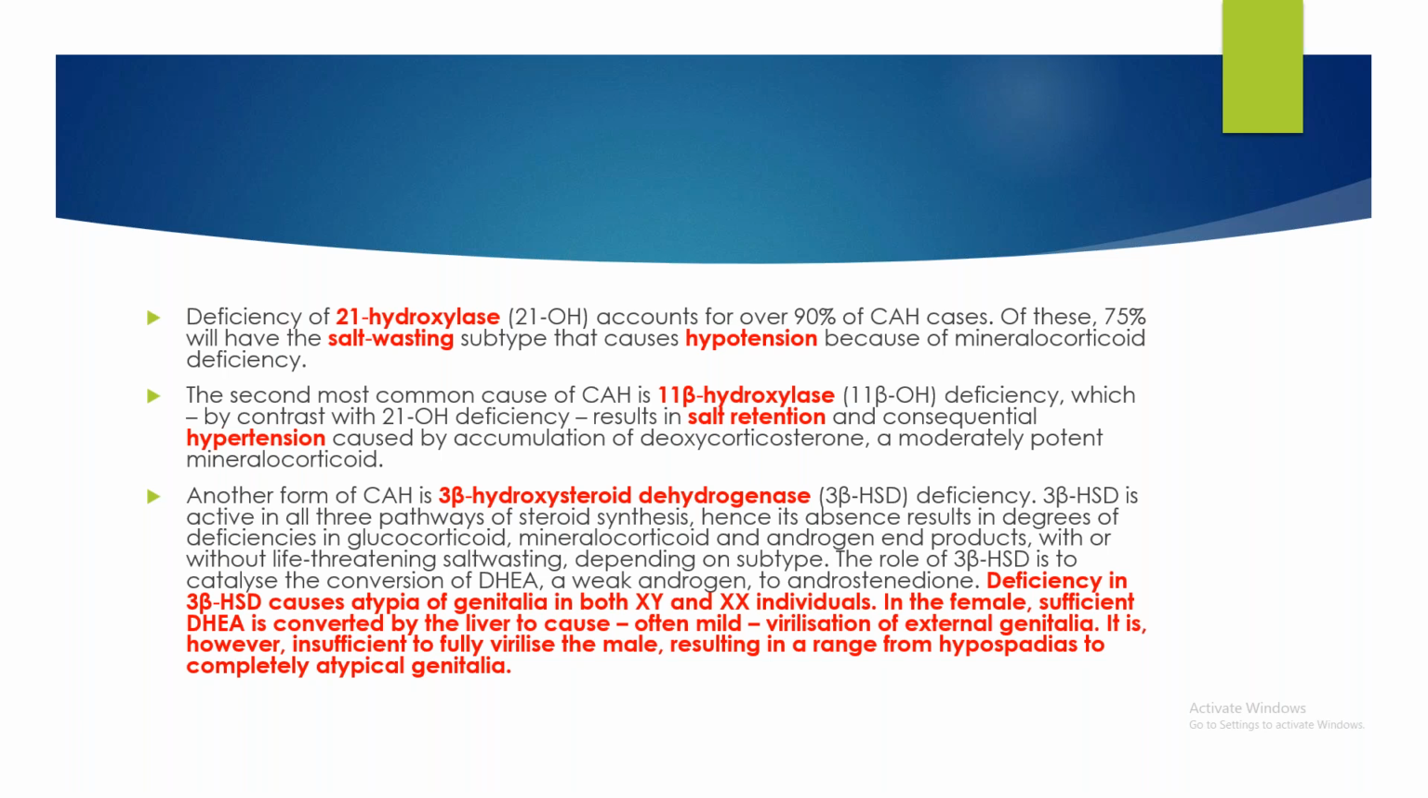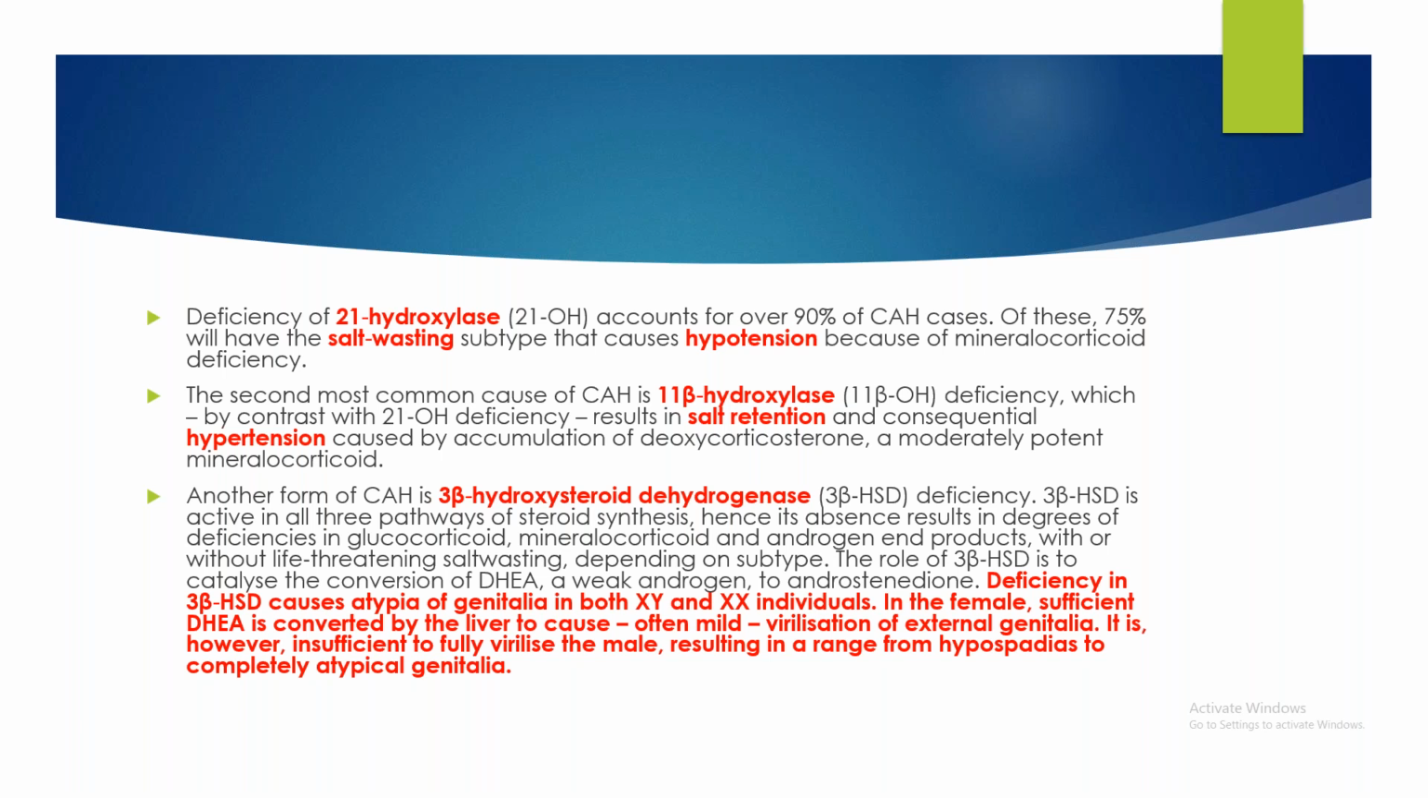And then the milder form is 3 beta hydroxysteroid dehydrogenase deficiency. This enzyme is important for all three pathways, that is glucocorticoid, mineralocorticoid and androgen pathways. So here there will be varying deficiencies of these hormones, and a varied presentation. Salt wasting may or may not be there, depending upon the subtype. And usually there will be atypical genitalia. So it will manifest in both males and females.